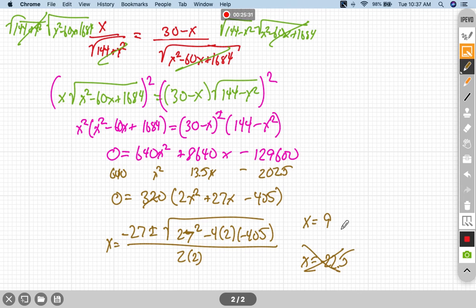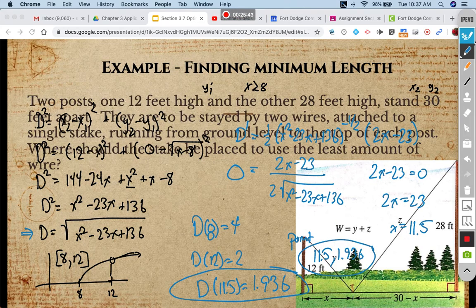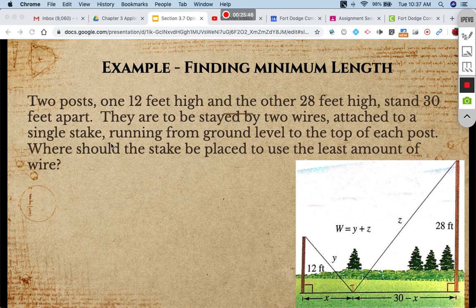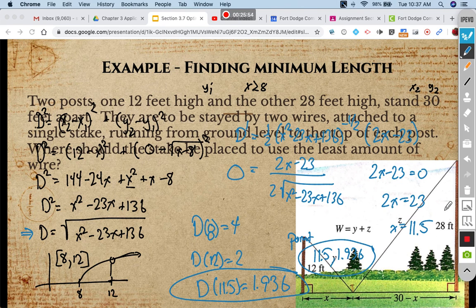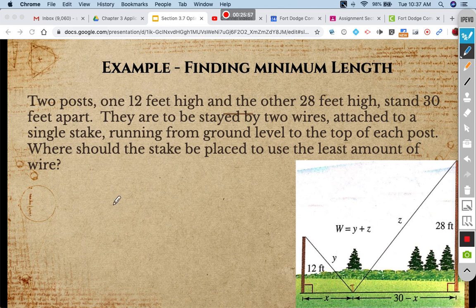This is not in my feasible domain, so x should equal 9. Now, what's the question actually asking me? It's asking where should the stake be placed to use the least amount of wire. I don't need to know how much wire I need. I just need to know where the stake should be placed. So it should be staked 9 feet from the 12-foot pole. Again, you can't just say x equals 9 here. Explain what your answer means.